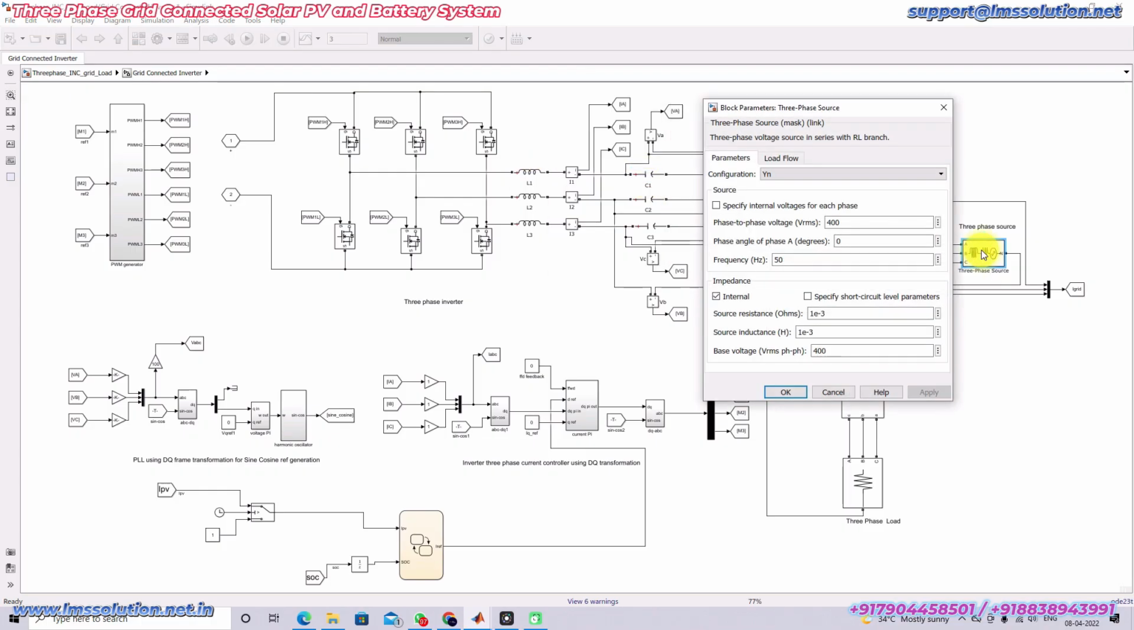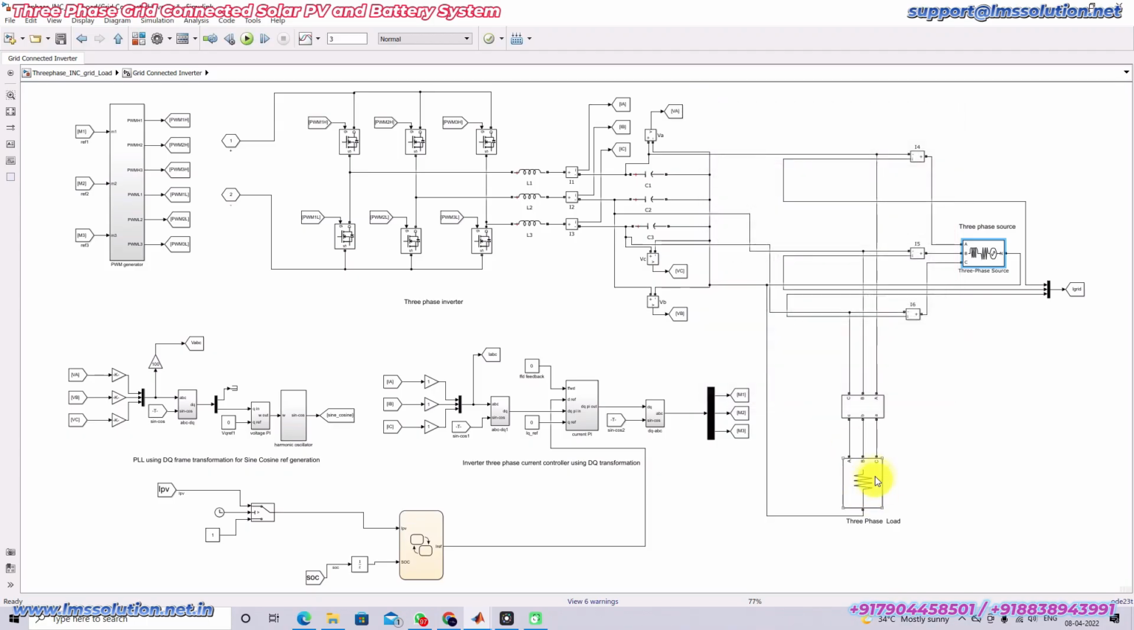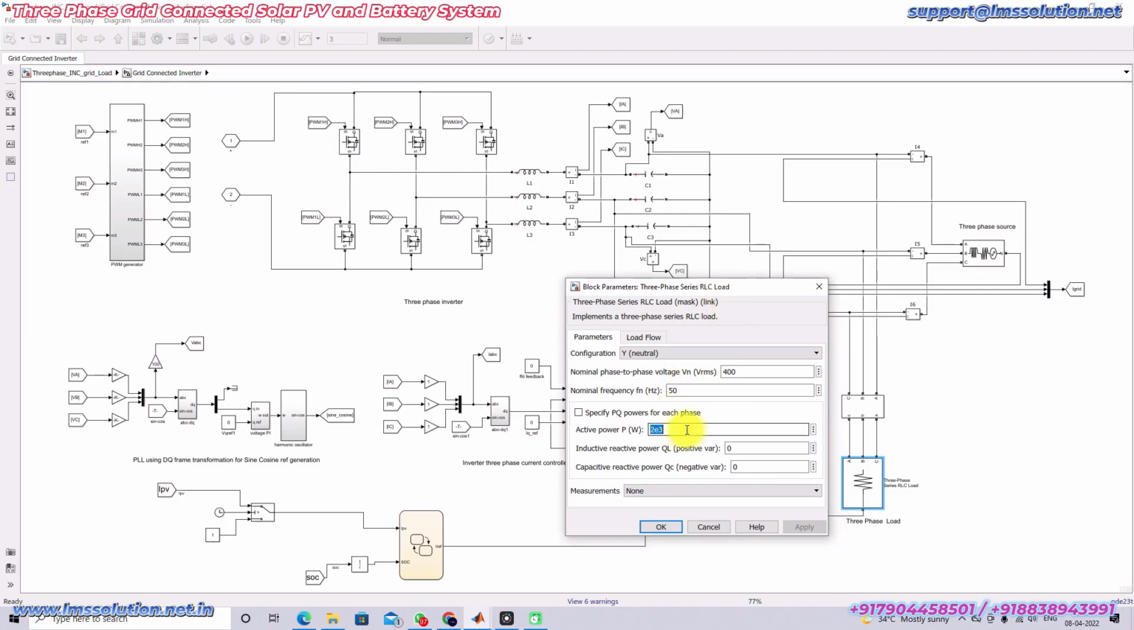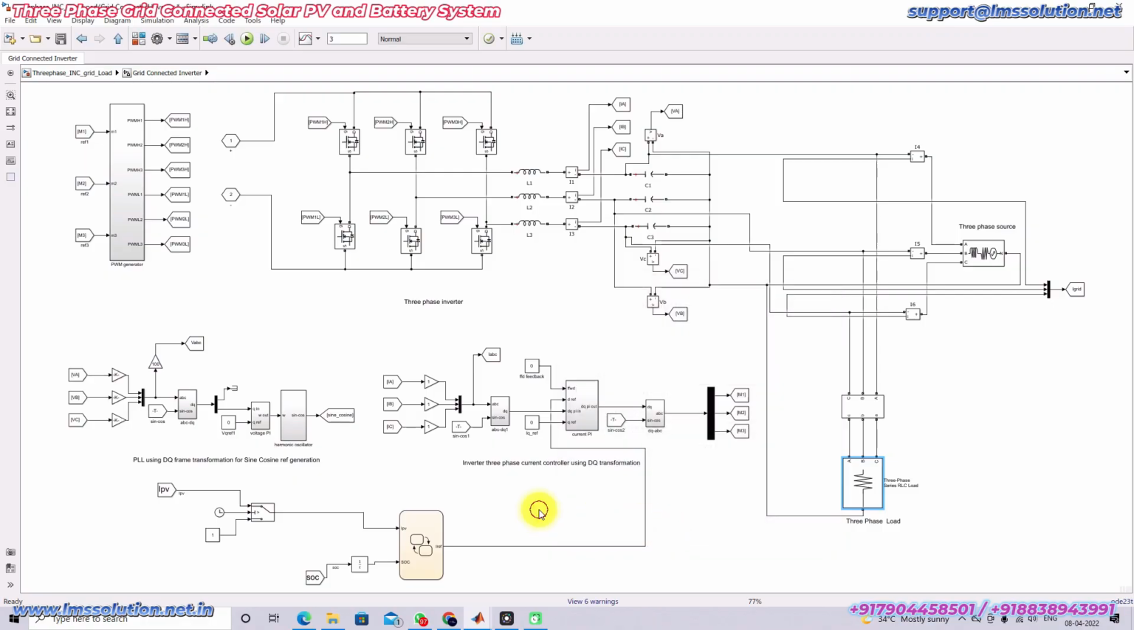For the three-phase source, you have 400 volt line to line, 50 hertz, and here you are using a three-phase load. The load power is around 2 kilowatt, and the line to line voltage is 450. This three-phase inverter will be controlled by means of a current control algorithm. Here we are using a transformation, like ABC to DQ transformation.